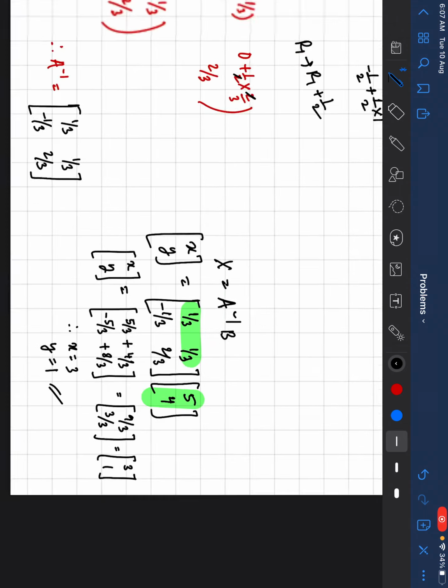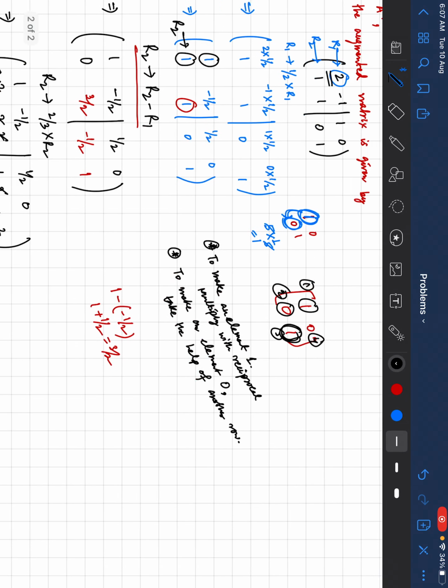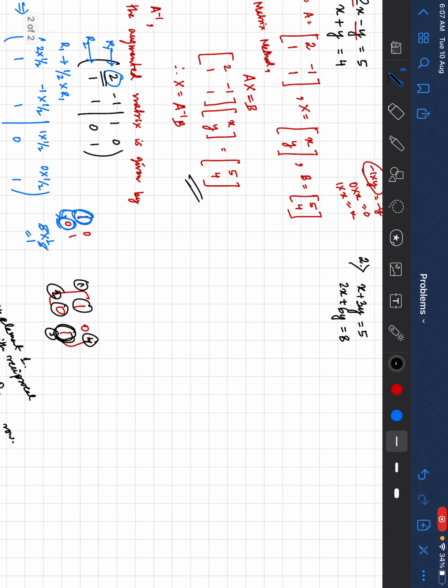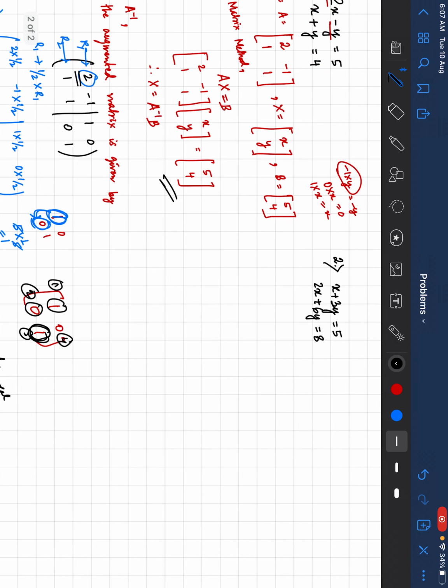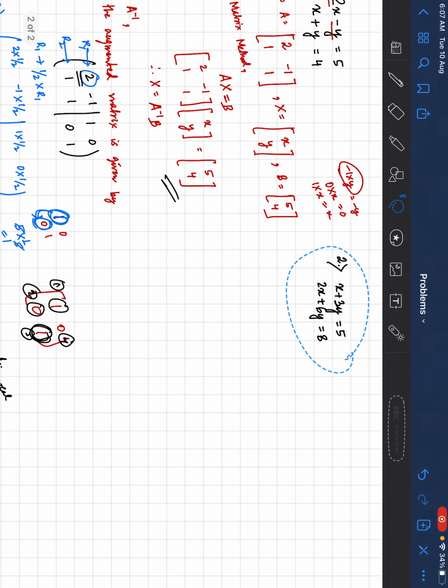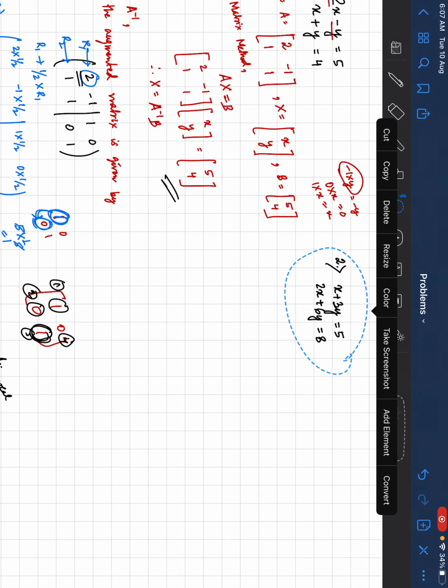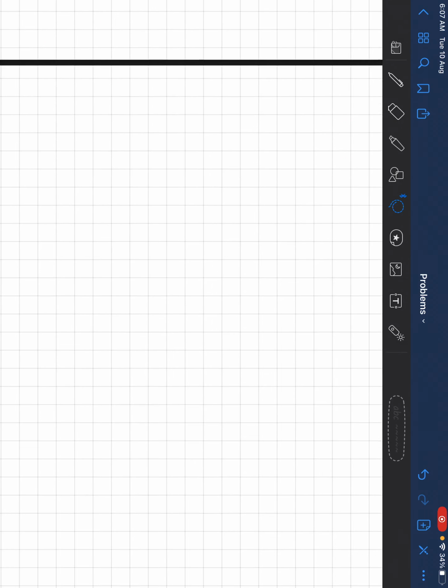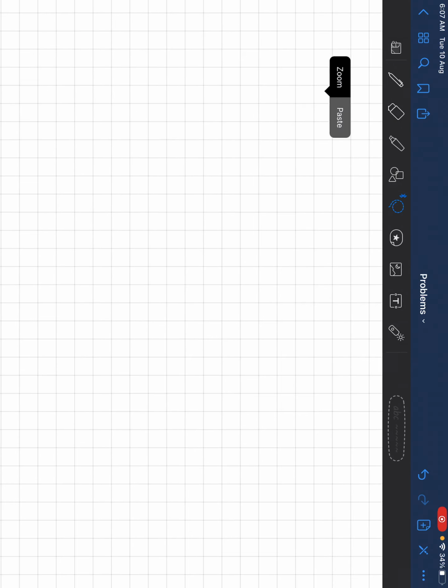So I hope it's clear. Achha, let me just do the second question. Now, second question is, one second. So the second question we have is x plus 3y is equal to 5 and 2x plus 6y is equal to 8. Now how are we going to do this one?